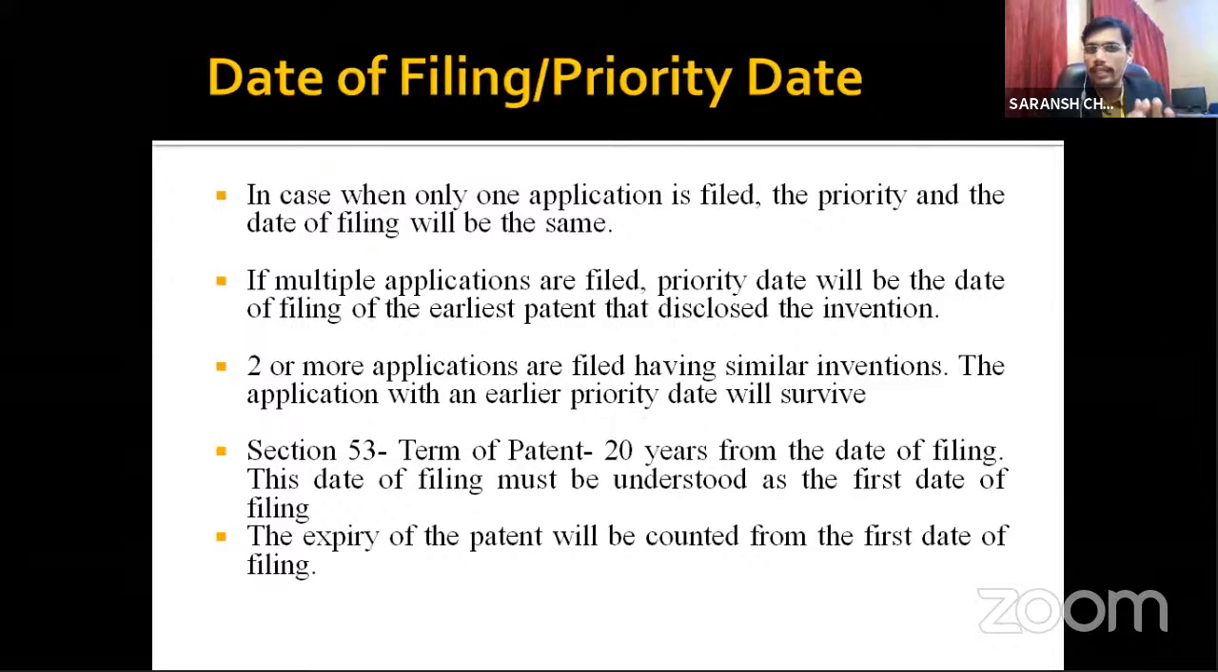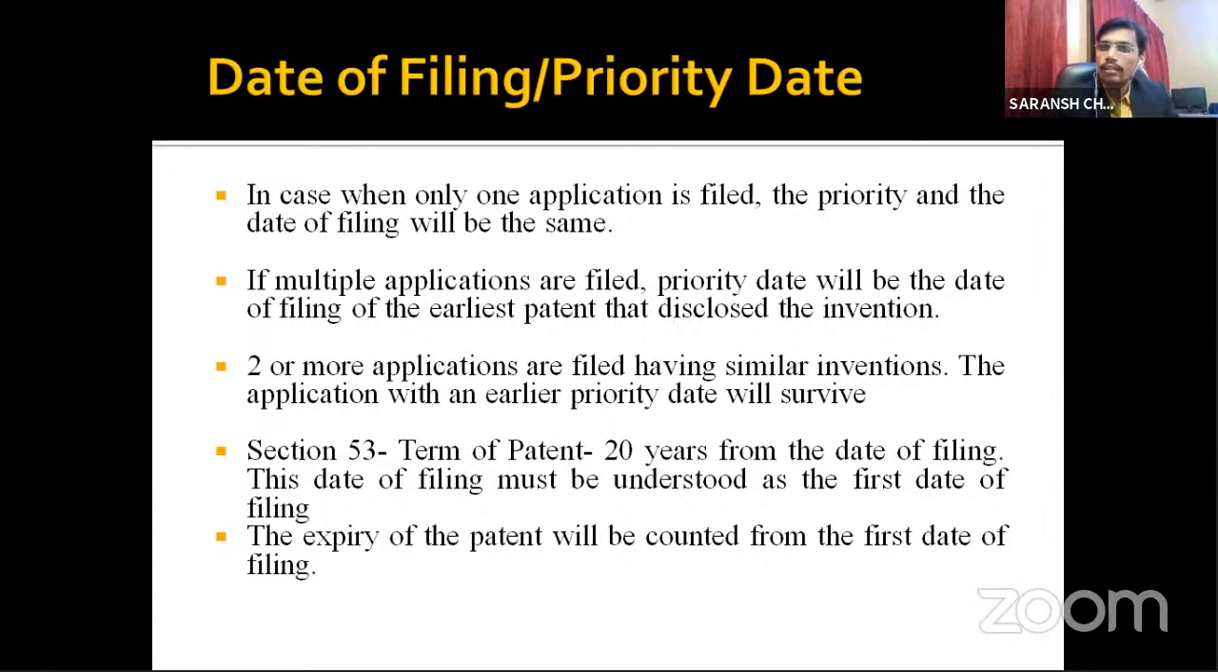As I told you, in case only one application is filed, the priority date and the date of filing will be the same. And in multiple applications, the priority date will be the earlier filing date, right? For two or more applications for a similar invention, the application with the earlier priority will prevail. As I told you in the example of February, when somebody comes in the month of February, you will claim that your priority was earlier, that was in January, so you will have your precedence over your invention, right?